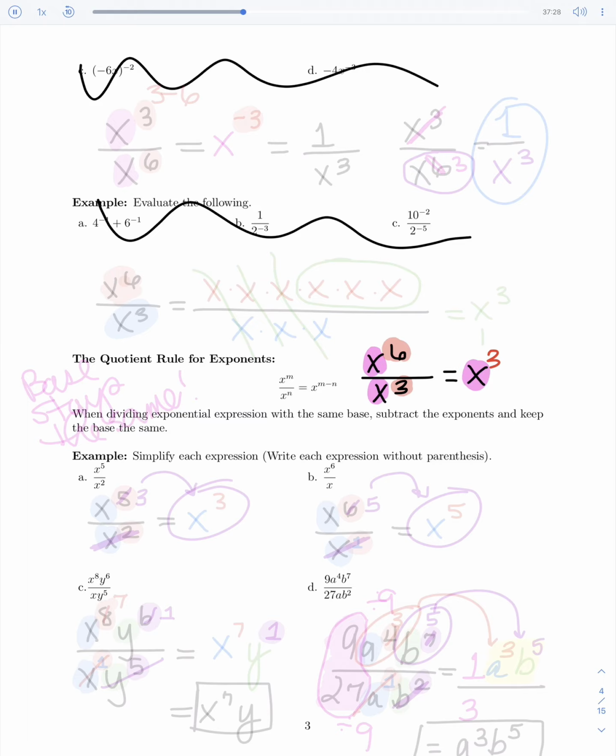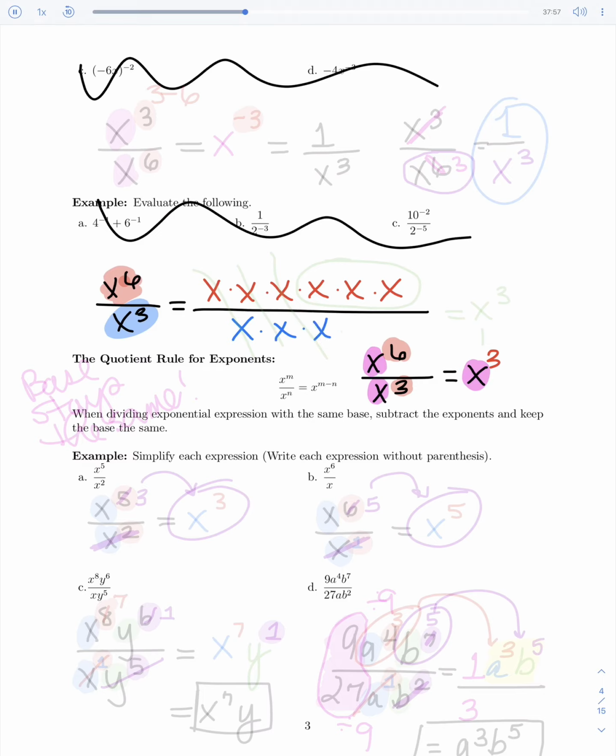Now, to see why this works, let's take that same example and work it out a little bit more in detail. And here's the idea. On top, when you have the x to the 6th, if you were to write that out in detail, you get x times x times x times x times x times x. And on the bottom, the x cubed would look like, well, that's 3 x's, x times x times x.